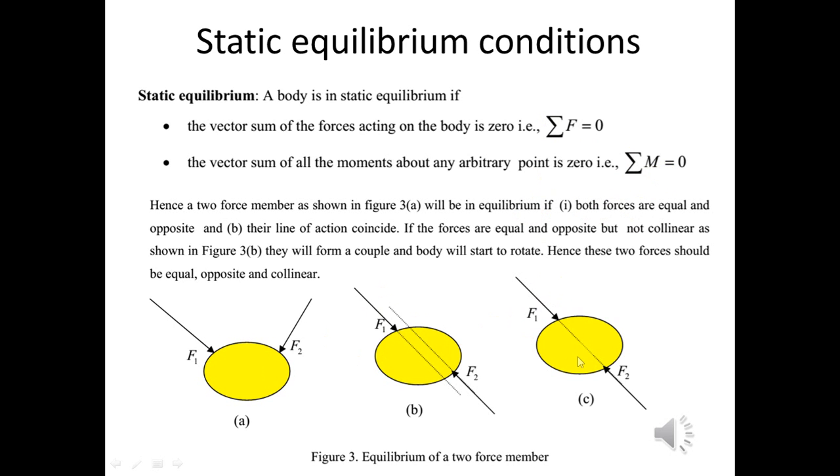See, both these forces are equal and opposite, and their line of action must coincide. So if forces are equal and opposite but not collinear, say in this case it is not collinear, and also here it is not collinear, the body may not be in static equilibrium. See, in this case, the forces F1 and F2 will cause a turning moment, because they are not collinear. The line of action of F1 and F2 in this case is not collinear. See, here it is collinear, so we call this a static equilibrium.